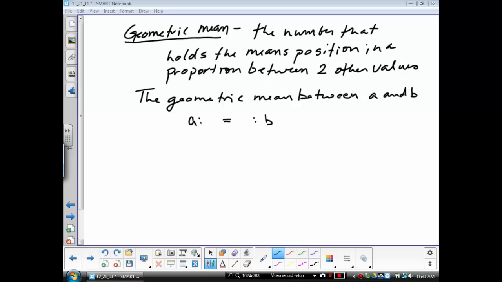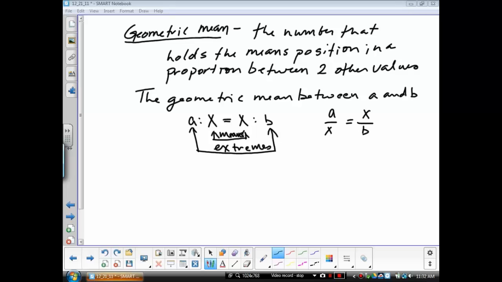If we want to work with x, then x is the geometric mean between A and B, and it would be written like this. Notice, in a proportion, these two positions are the means position, and these two positions are the extremes positions. So here, x is the geometric mean between A and B. In a proportion written in fraction form, we have A is to x as x is to B.